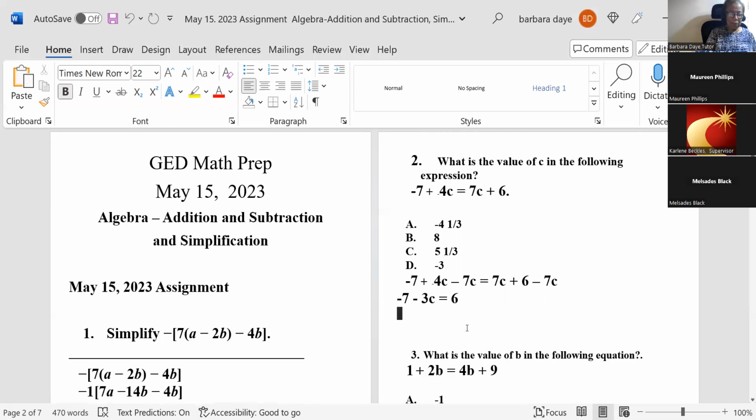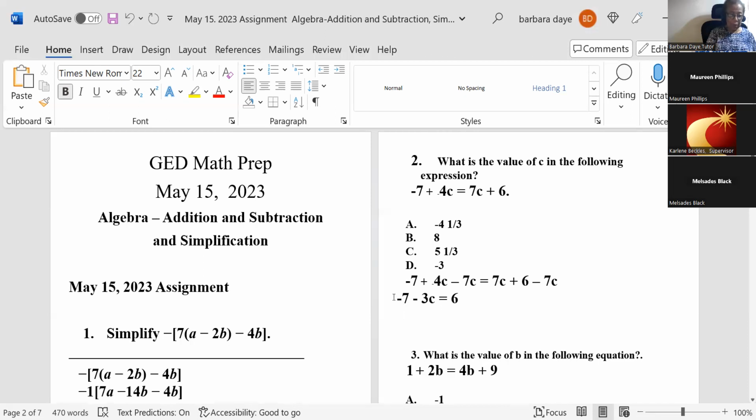We're going to add 3C on both sides. No, you've got 3c where you want it. We need to get the minus 7 with the 6 because they're constant. So what do you do for that? What's the inverse operation of the negative? We're going to add on both sides. You have to add the 7, right?